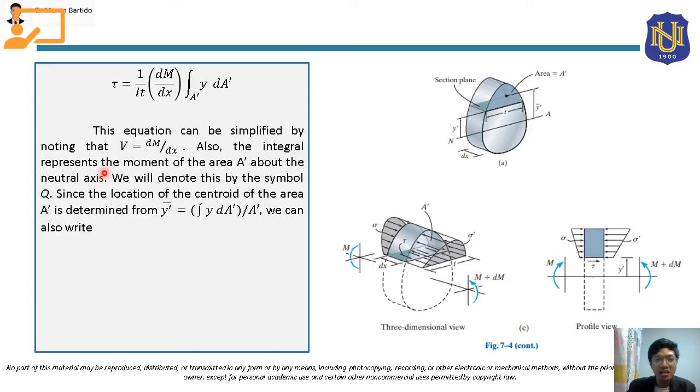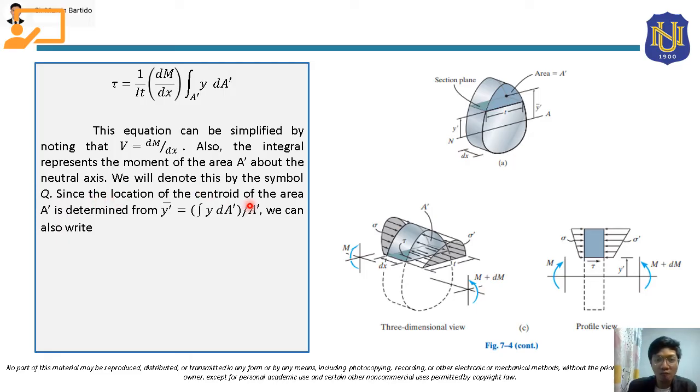Also, the integral represents the moment of the area A prime about the neutral axis. So, this integral, class, this is the area of the portion that we are considering, and this y represents the moment arm of this area about the neutral axis. This integral, y dA prime, we can denote by the symbol Q.